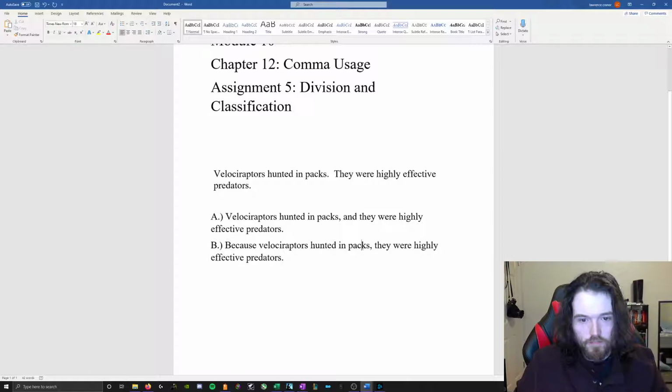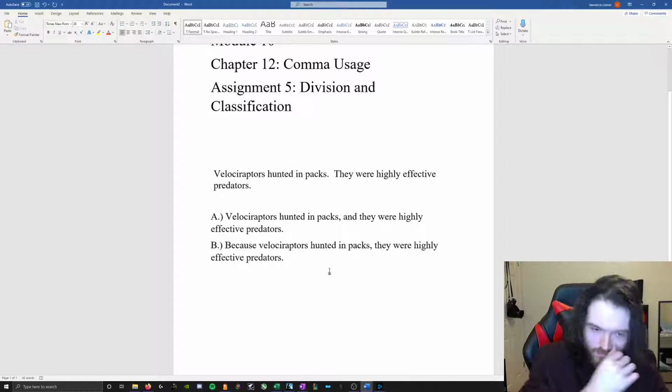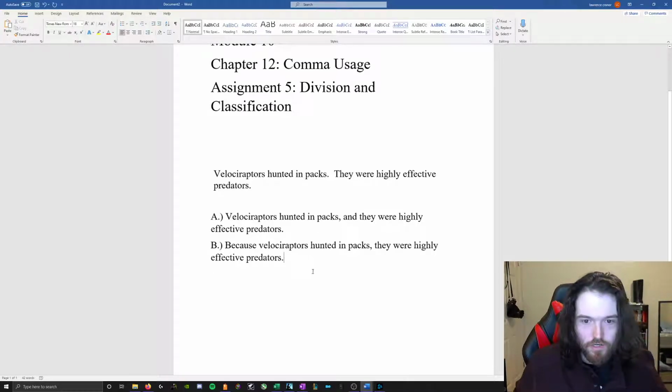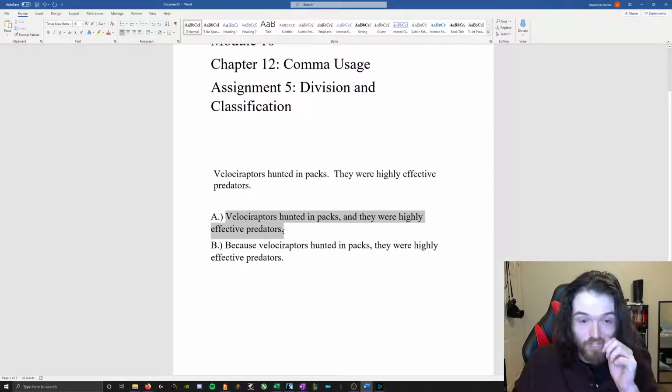Because velociraptors hunted in packs, they were highly effective predators. Now, why is this one better than the other one? Well, it's because we have a cause and effect situation here. They were highly effective predators because they hunted in packs. These two sentences are related to each other. So you want the one that reflects cause and effect and not treats them as separate sentences or separate subjects.